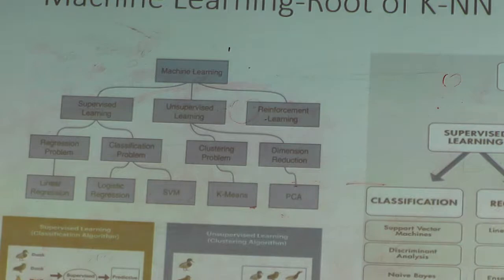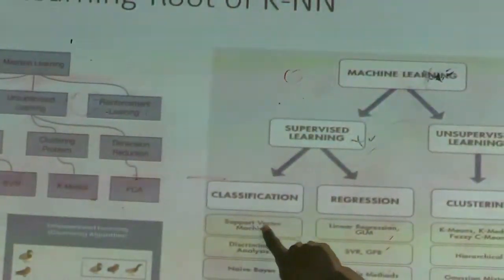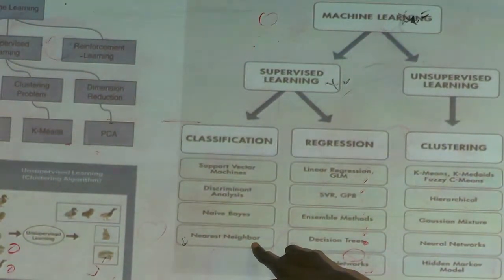Now, having said that, what topics do we cover? When you look at supervised learning, we have classification and regression. Under classification, you can use support vector machines that Prof talked about, discriminant analysis, naive Bayes, nearest neighbor. All these we are going to cover. We will simulate them with a problem.